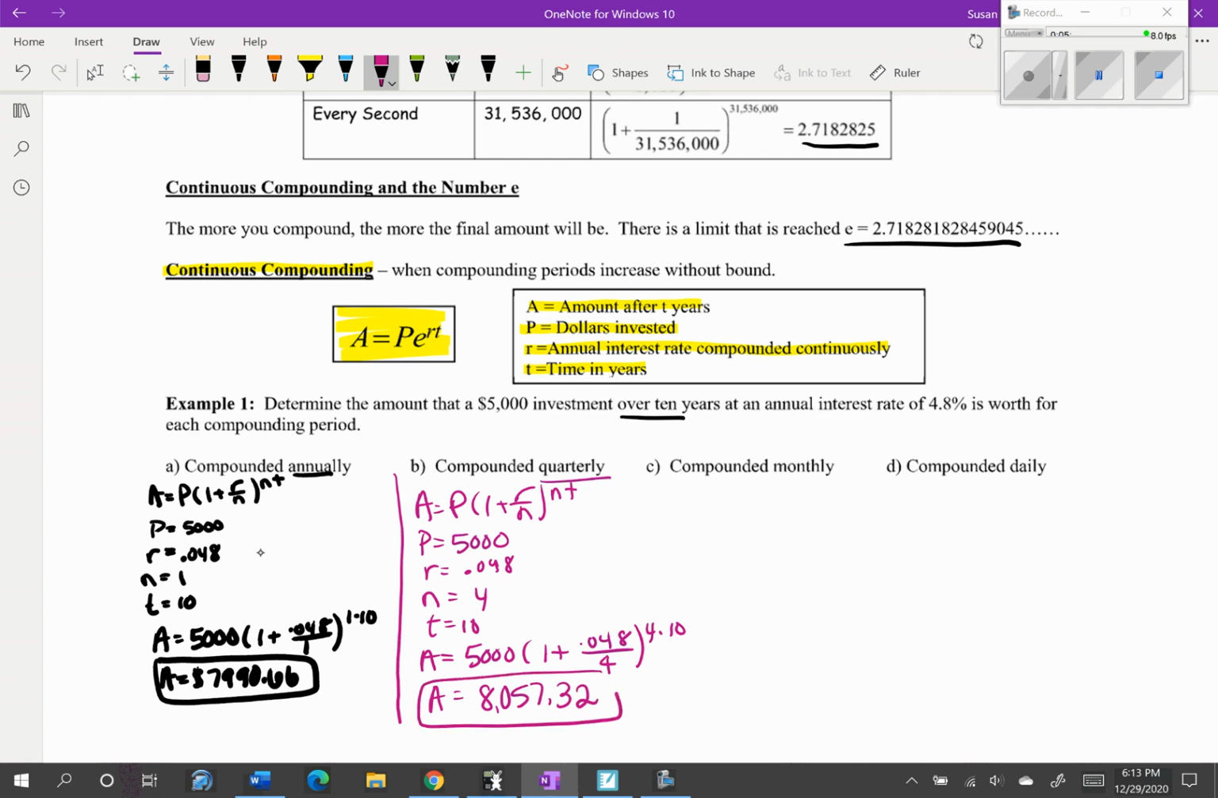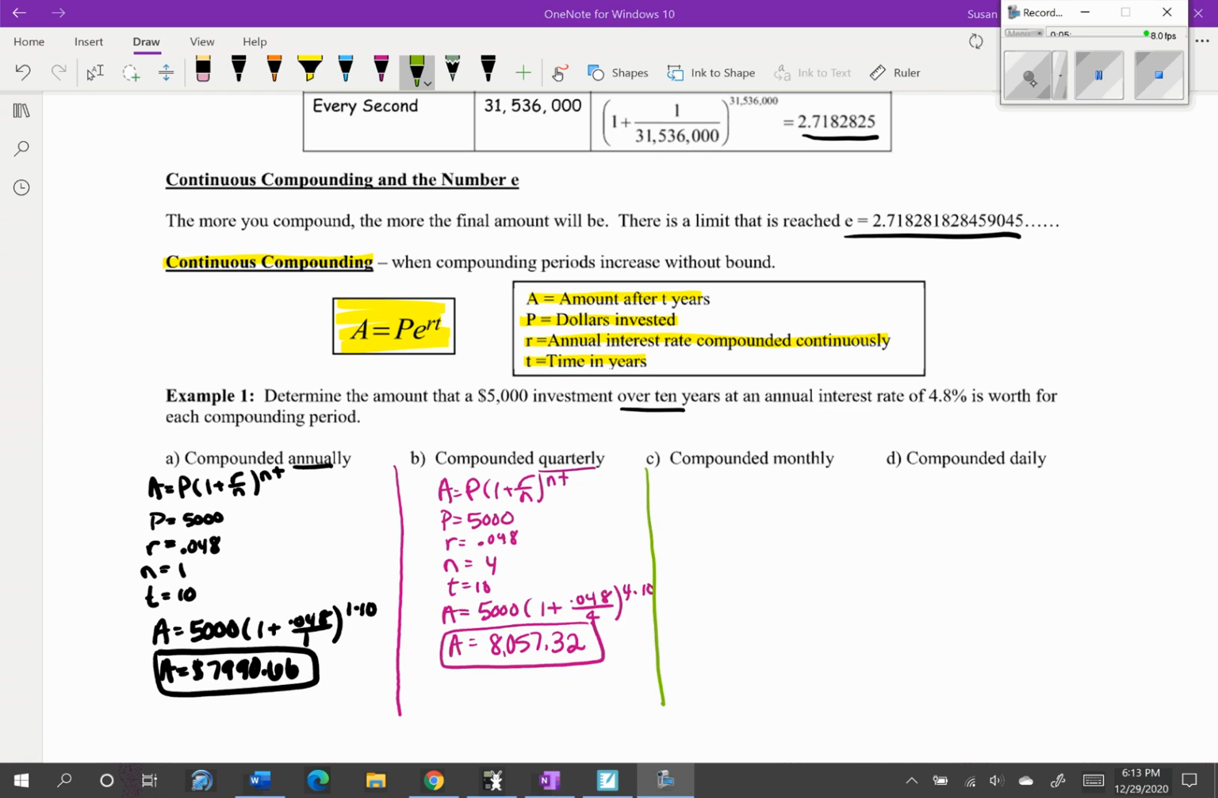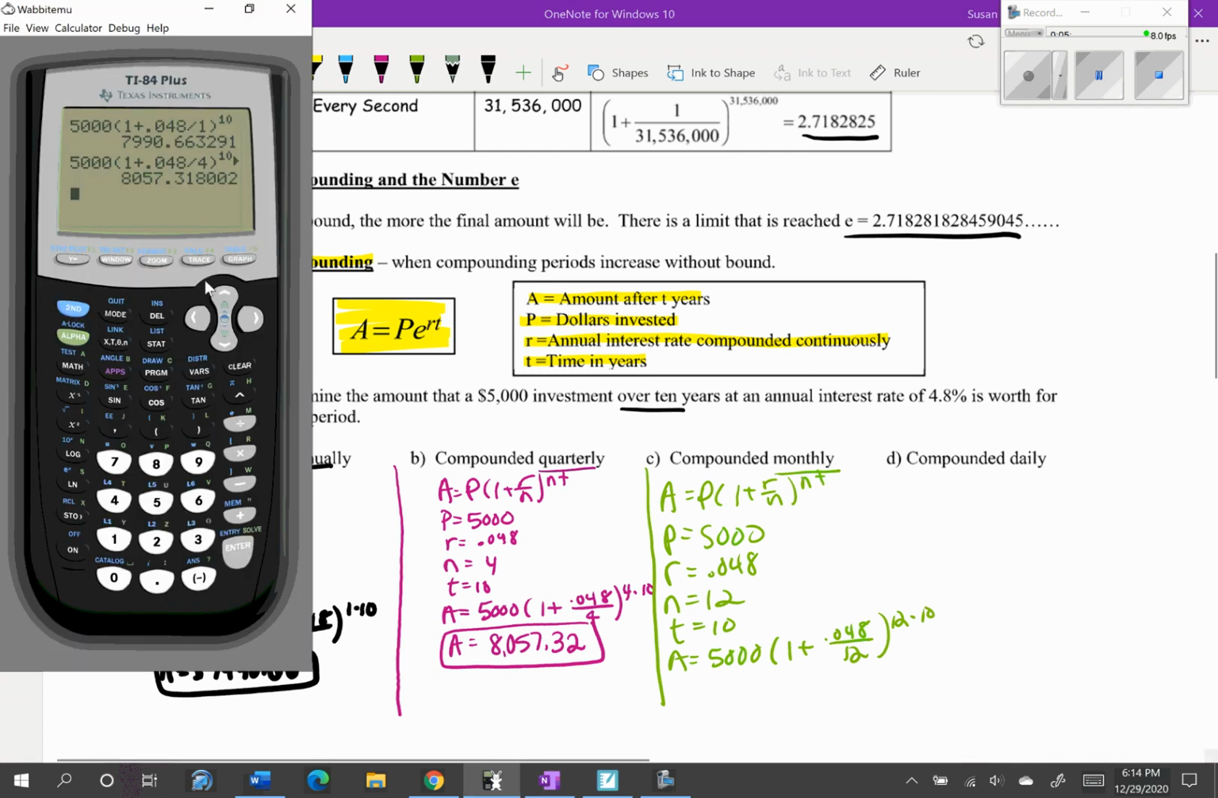Which makes sense because the more you compound something, the more money you should get. And the next one's compounded monthly. So again, same formula. P is still 5,000. R is equal to 0.048. N is now equal to 12 for monthly, and T is still 10 years. So A is equal to 5,000 times 1 plus 0.048 divided by 12 to the 12 times 10 power. We're going to plug that into our calculator.